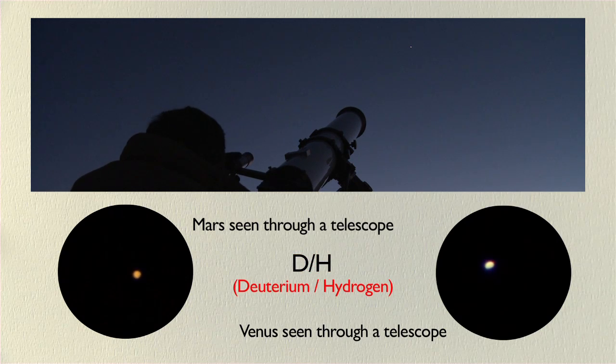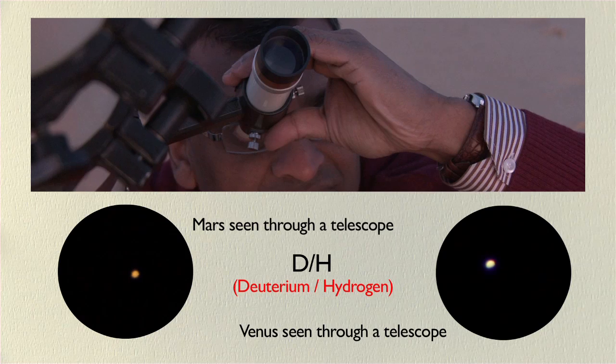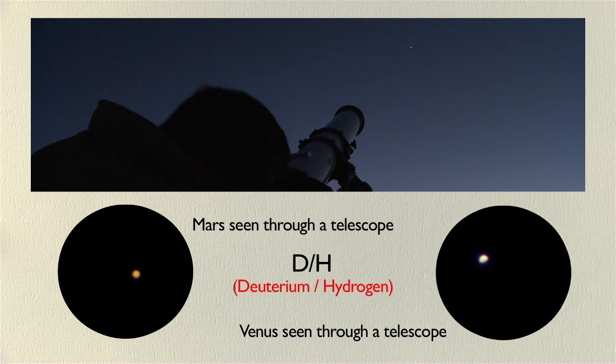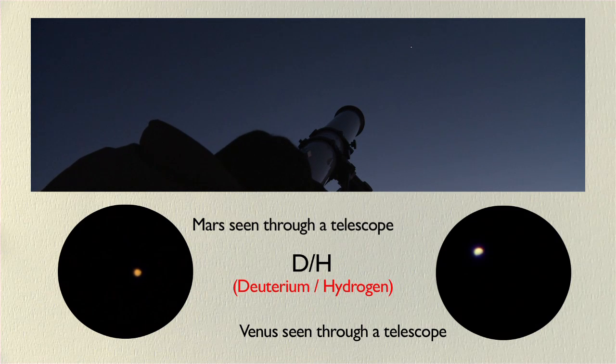D is deuterium, the isotope of hydrogen. It is the hydrogen atom with an additional neutron in its nucleus. Compared to the terrestrial value, the D/H ratio is enriched by a factor of 5 on Mars and 120 on Venus.